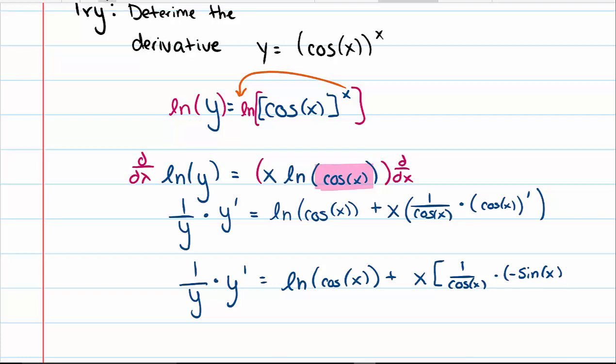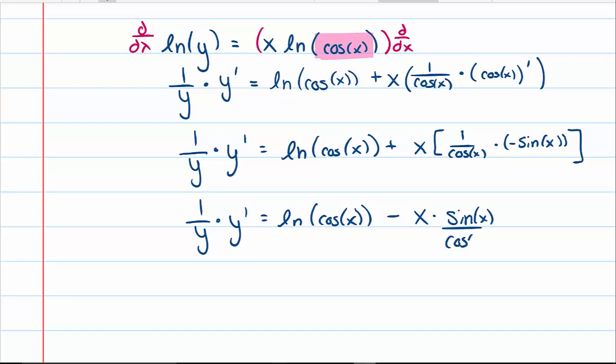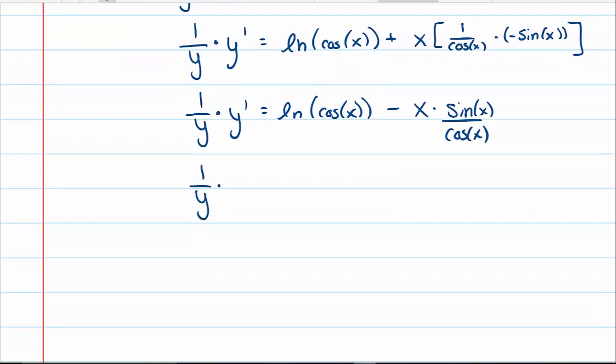There's a bracket. So now we're going to do a little simplifying, a little bit more. 1 over y times y prime is ln of cosine of x. Again, it's not ln times cosine of x. It's ln of cosine of x. Then the negative and positive is going to make a negative. And we get x times sine of x over cosine x. So what we do, we're going to have 1 over y times y prime is equal to ln cosine x minus x tangent of x, because sine over cosine is tangent.